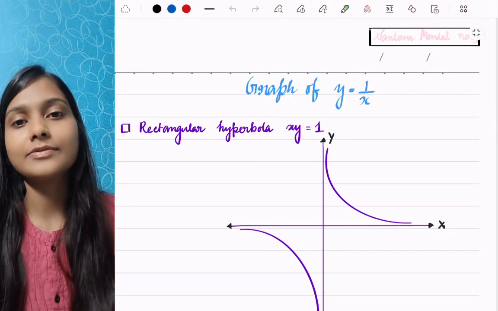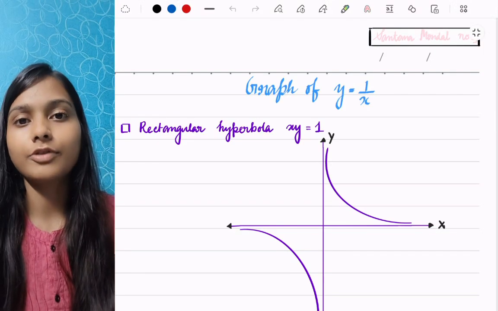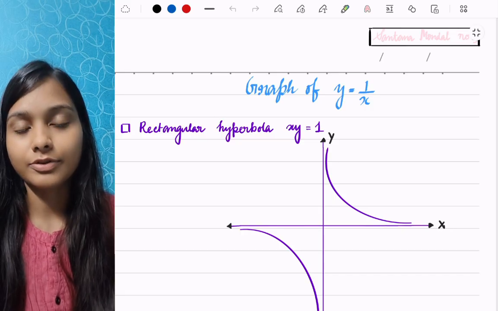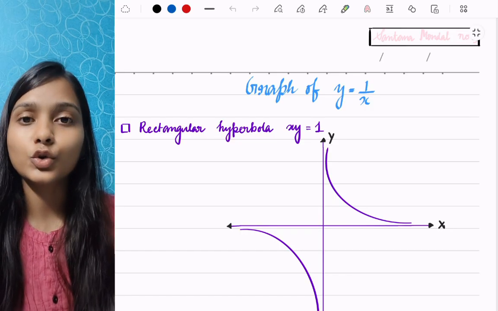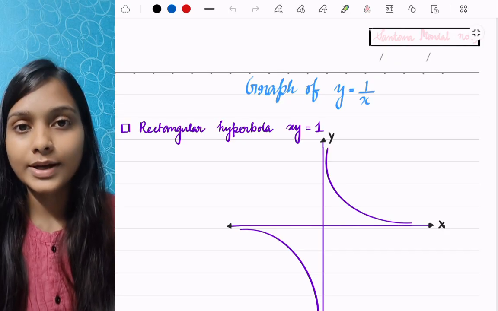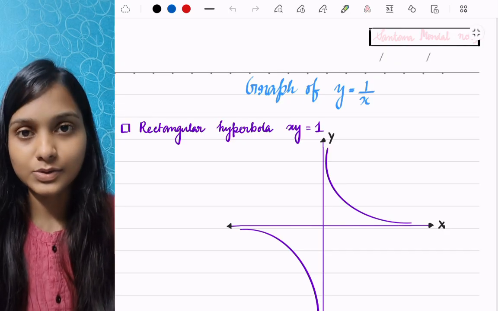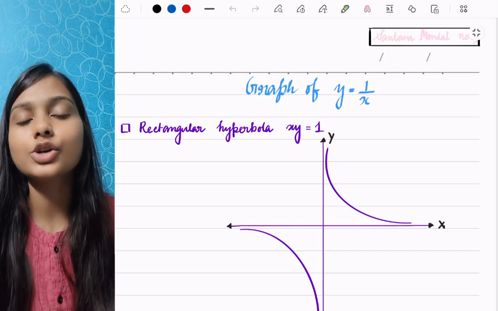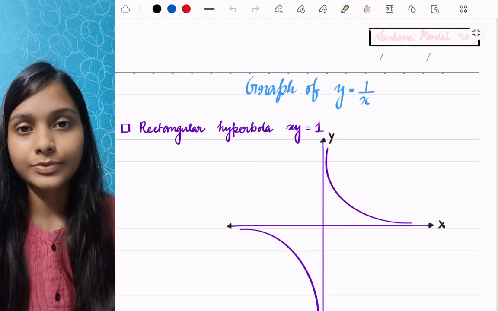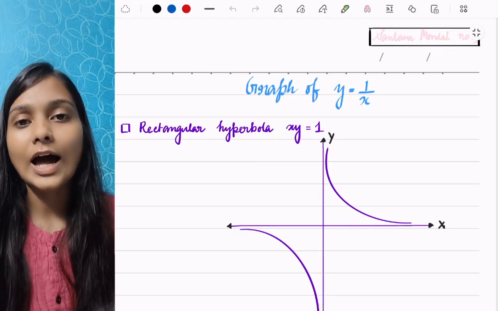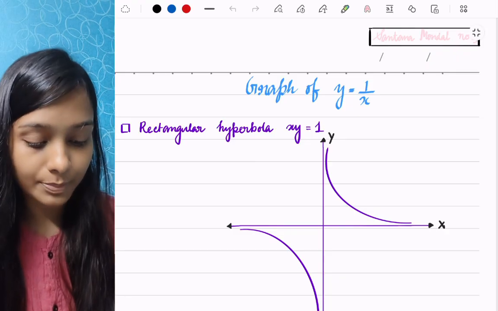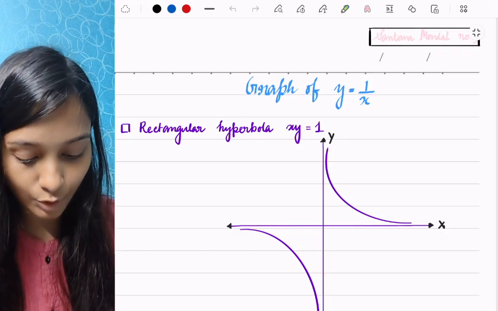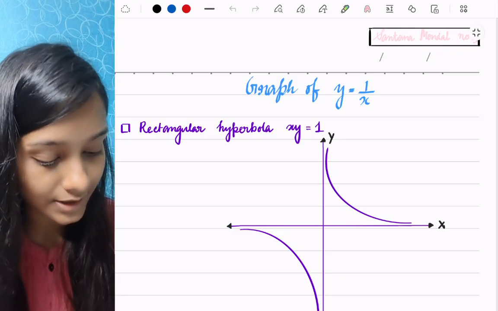So till now I have discussed the graphs of functions like algebraic functions and polynomial functions like x cube, x power 2n and x power 2n minus 1, and also the identity function, which is y equals x. From today on I'll be discussing rational functions. A rational function has this property. Let me write it down.